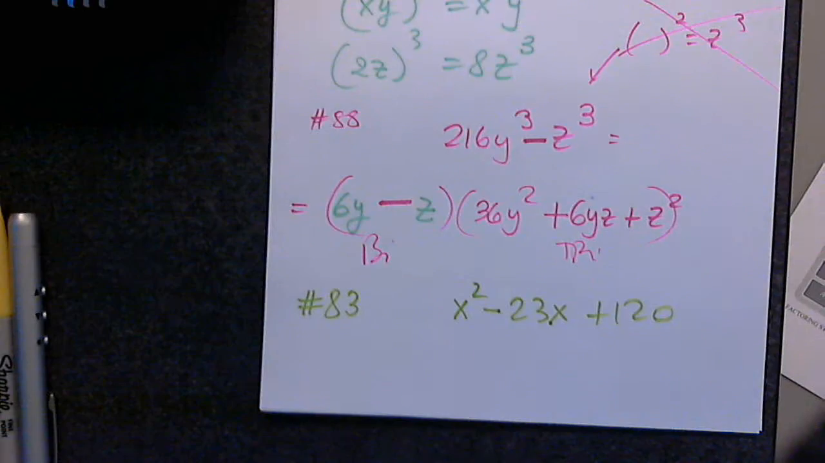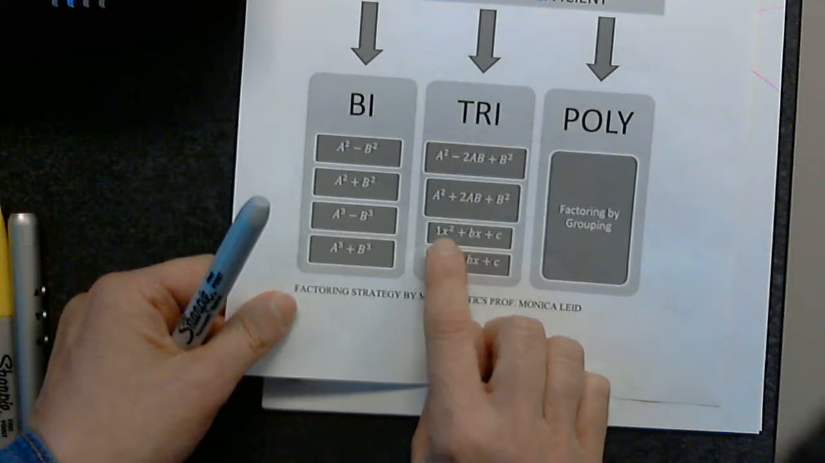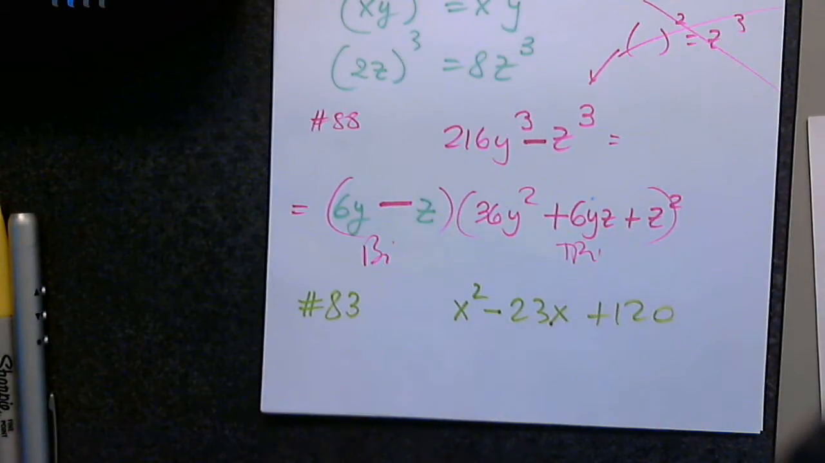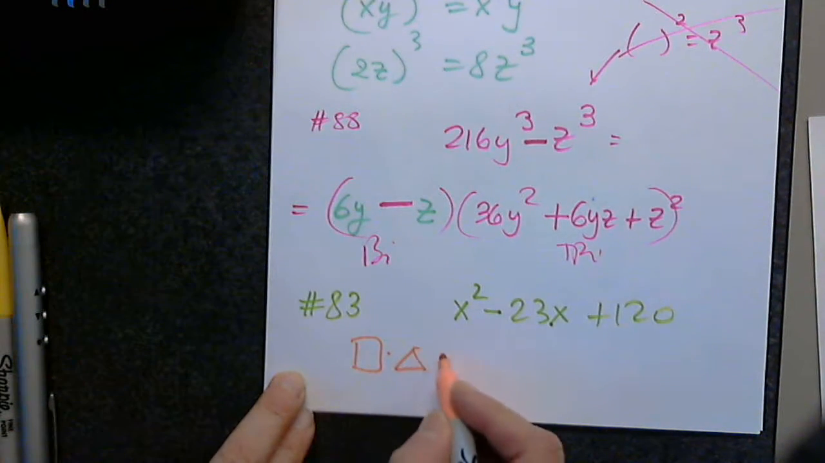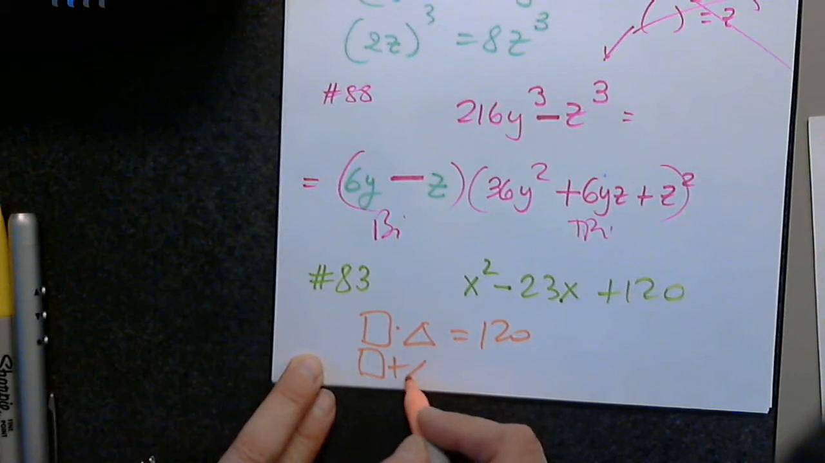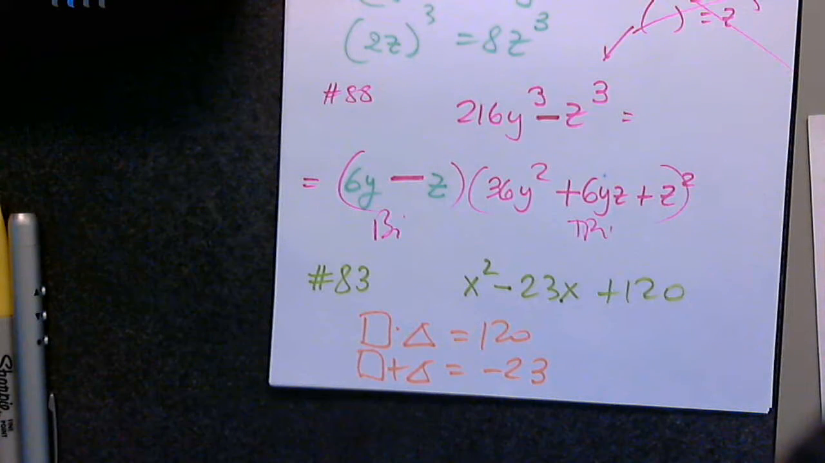So then, because the leading coefficient is 1, this is what I hope works. I'm looking for two numbers whose product is 120 and whose sum is negative 23. Now 120 is a big number. First of all, because it's positive, I know both numbers have to have the same sign. Since their sum is negative, I know they both have to be negative.